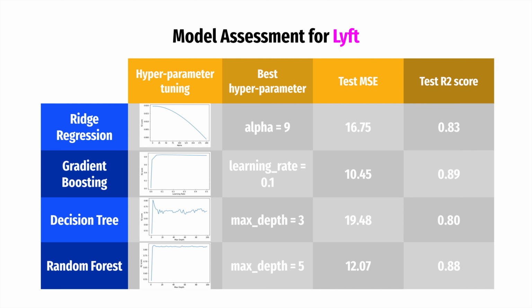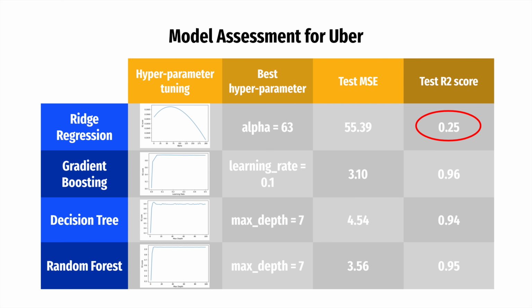Here are our results for Lyft's models. As we can see in the rightmost column, all 4 models have test R2 scores between 0.8 and 0.9, and the gradient boosting model performs the best. The results for Uber are very interesting. The gradient boosting, decision tree, and random forest models performed very well, with R2 scores greater than 0.94. Ridge regression only had a test R2 score of 0.25. We think the reason might be that the relationship between the features and Uber price is not linear.